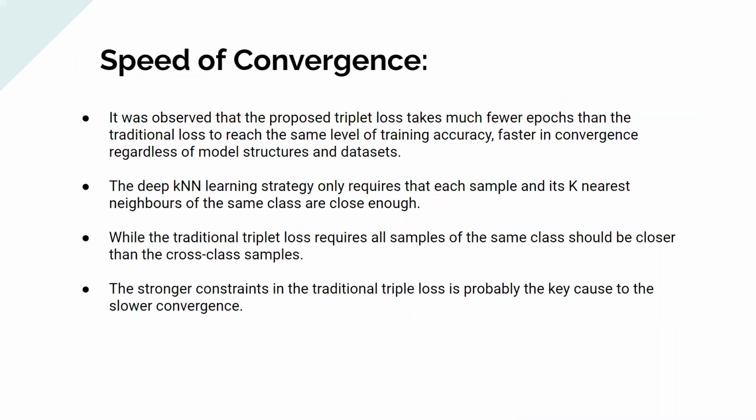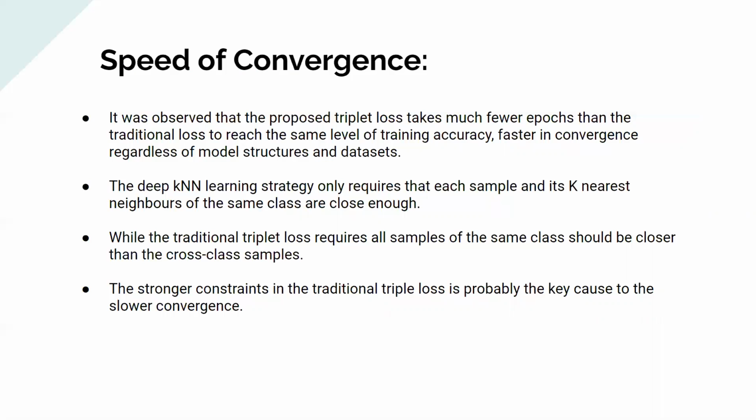When it comes to speed of convergence, it was observed that the proposed triplet loss takes much fewer epochs than the traditional loss to reach the same level of accuracy, fostering convergence regardless of the model. So when you take two models, if model A takes many epochs to converge to some point, then our deep kNN takes only a few to get converged to the same point.